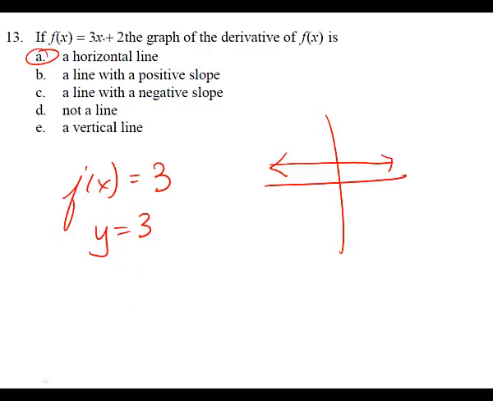Think about the derivative dance. If we had started with the squared, wouldn't it have gone to a line with a positive or negative slope? We weren't there yet, right? We started with a line. In the derivative dance, a line goes to a horizontal, doesn't it? Okay? So yeah, you got to think. The derivative dance is awesome because it helps you picture it really easily.